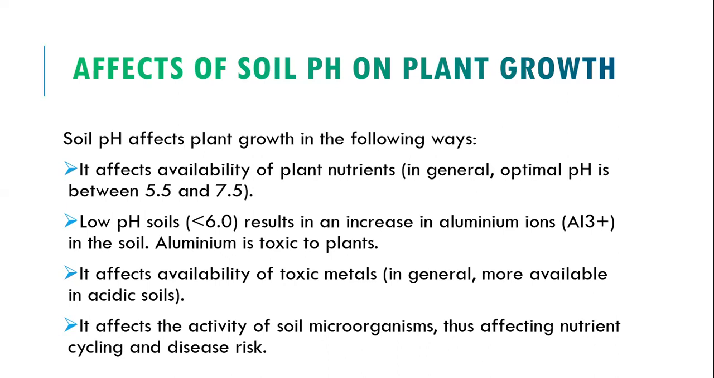The second point is that low pH soils, meaning less than 6, result in an increase in aluminum ions in the soil, whereby this aluminum is toxic to plants. The third one is that it affects the availability of toxic metals, which are in general more available in acidic soils. Lastly, it affects the activity of soil microorganisms, thus affecting nutrient cycling and disease risk. So in such ways, it affects plant growth.